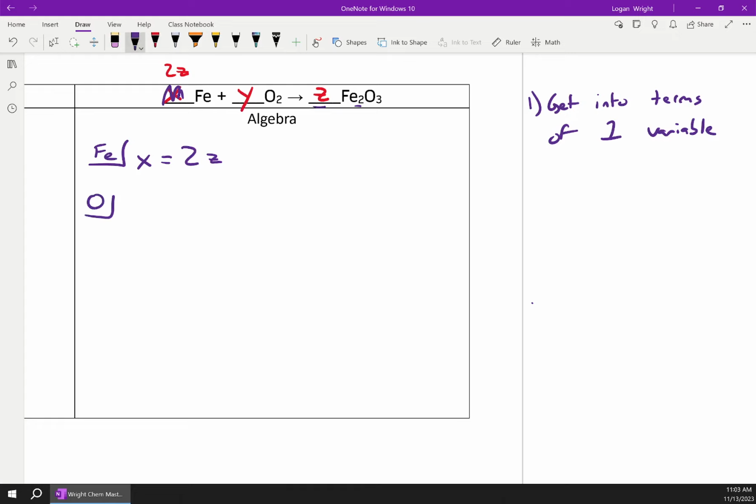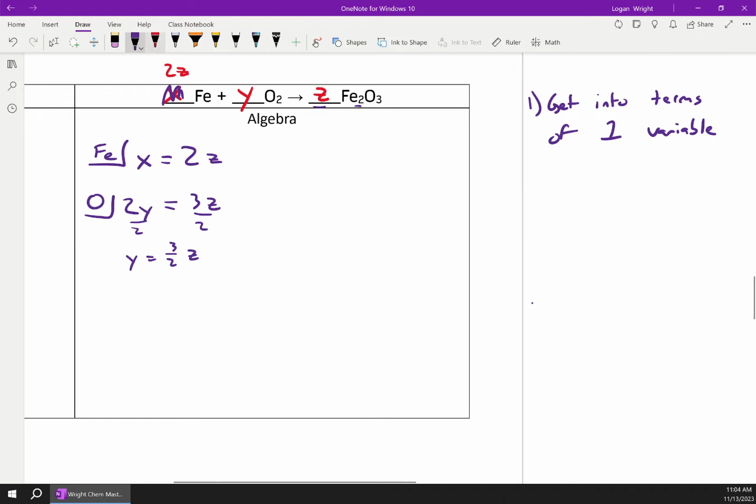So now we'll go on and see what we can learn from oxygen. I currently have 2 Y oxygens on the left side, and I have 3 Z oxygens on the right side, and the left always has to equal the right. 2Y equals 3Z. Now at this point, it doesn't matter what we solve for. I'm either going to turn all of my Z's into Y's, or I'm going to turn all of my Y's into Z's. I'm going to choose that second one. I'm going to solve for Y so that I can make this middle variable turn into a Z. So if I divide both sides by 2, I get Y equals 3 over 2Z.